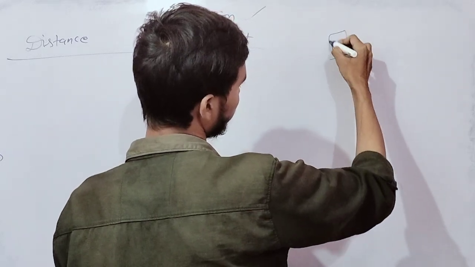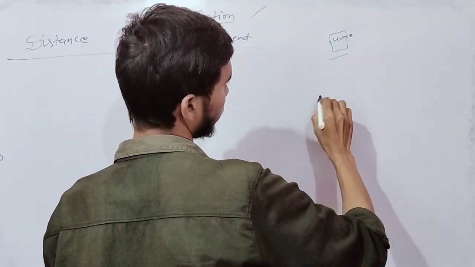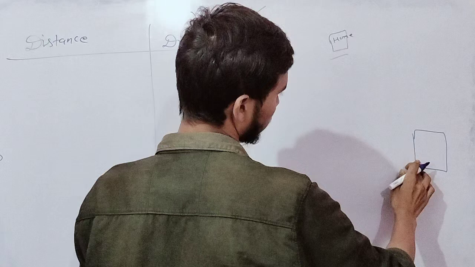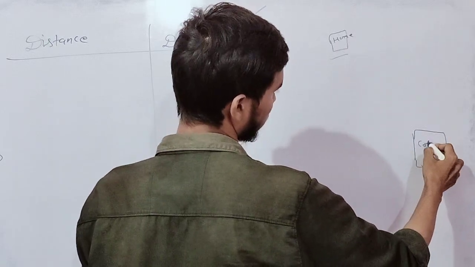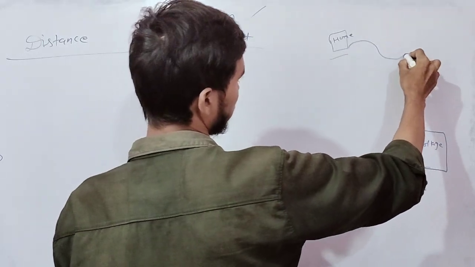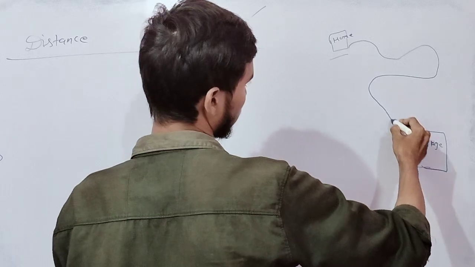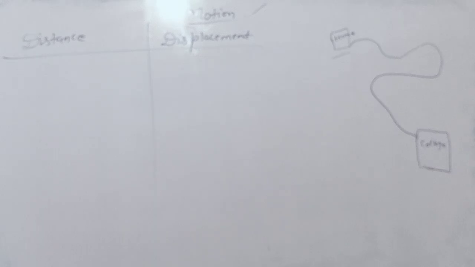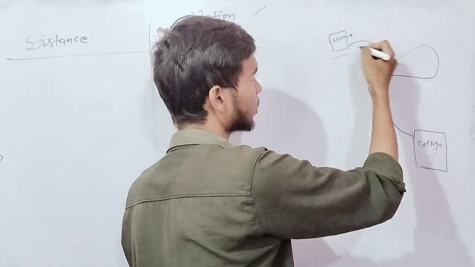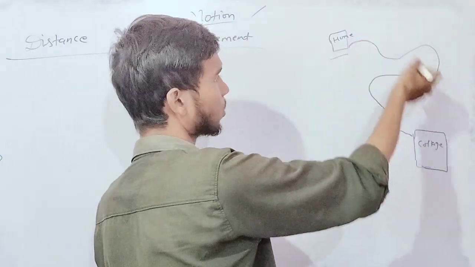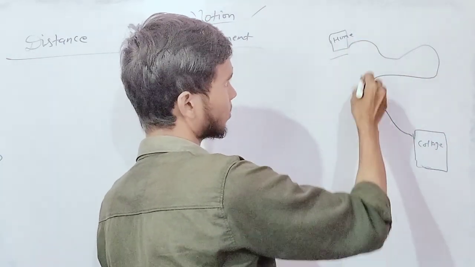This is your home, and this is your college. You travel like that, like that. It is your street in your area to go to college. You go like that always, because it is a street, that's all. It is a road in your area to reach here.